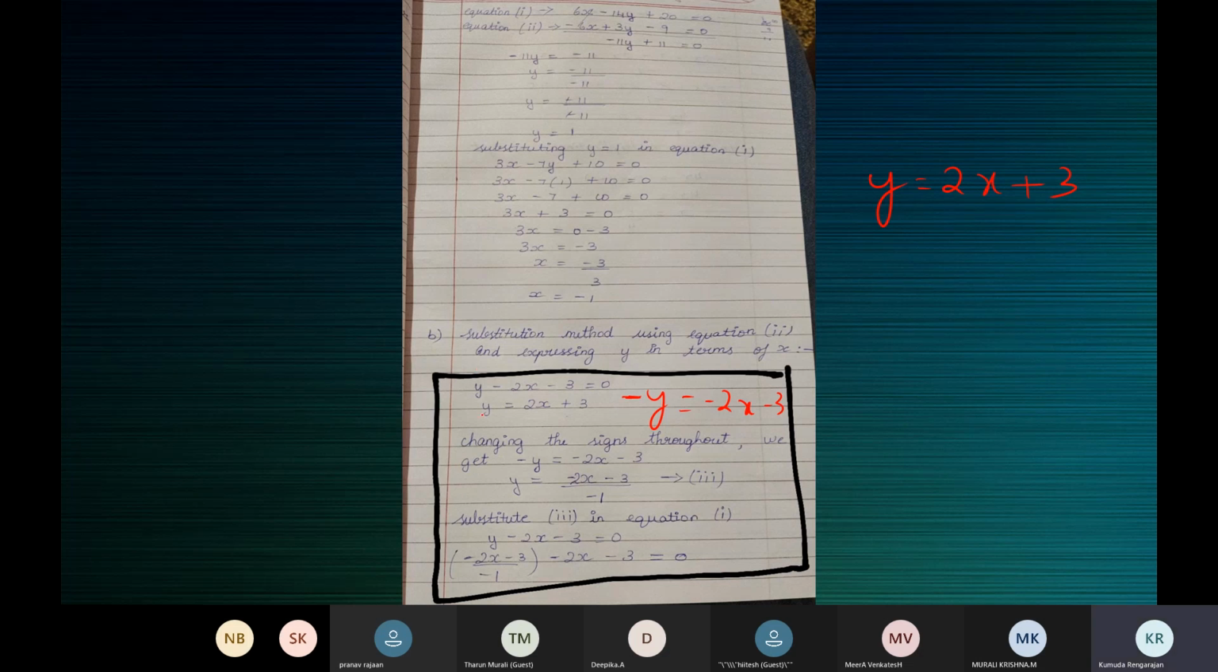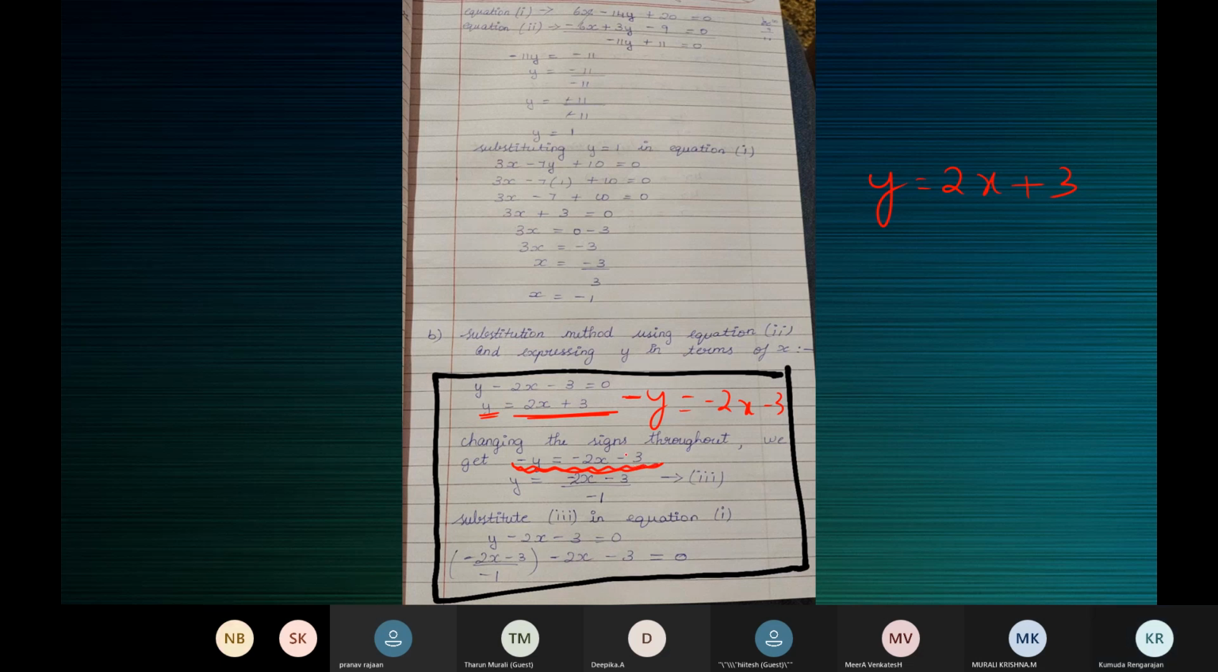Here y is already positive. Y is equal to 2x plus 3. So that itself you can substitute. You don't have to change anything, Nikita. Ma'am, I can't understand. No, that's okay, Pranav. This is a specific doubt. It's okay if you don't understand. Nikita, do you get it? You don't have to change the signs throughout here.